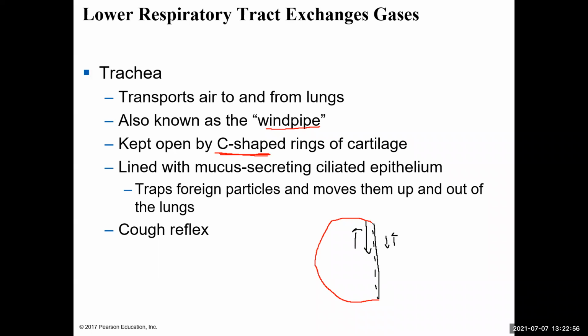And so this is what generates that cough reflex. If you cough, your C-shaped cartilaginous rings will actually get smaller. They will contract so that it will force the air up and out of the lungs and get rid of those foreign particles that may be trapped in the mucus that's within the trachea.